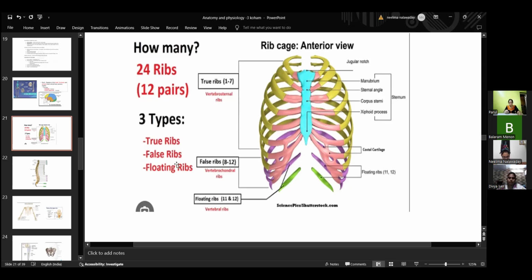Why is it called so? Because true ribs are connected to the sternum. Sternum is this middle bone, the chest bone in the middle. True ribs 1 to 7 are connected to the sternum anteriorly and posteriorly to the thoracic vertebrae. False ribs are connected to each other and the last true rib. And floating ribs are only posteriorly attached. They are not attached to the sternum. They are just floating here. Green color and violet color you can see. So this is how the rib cage is made.